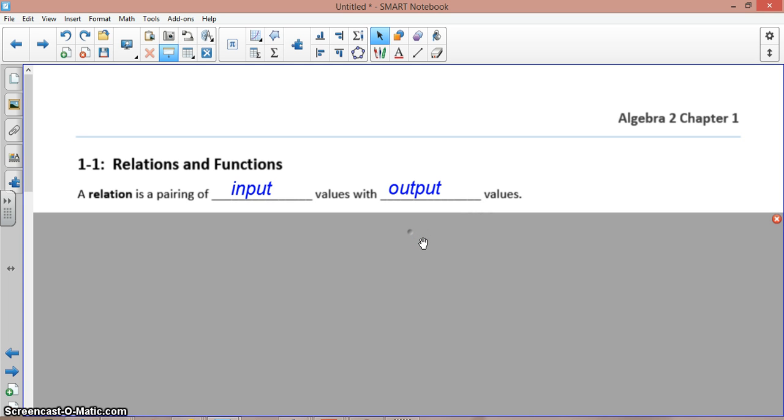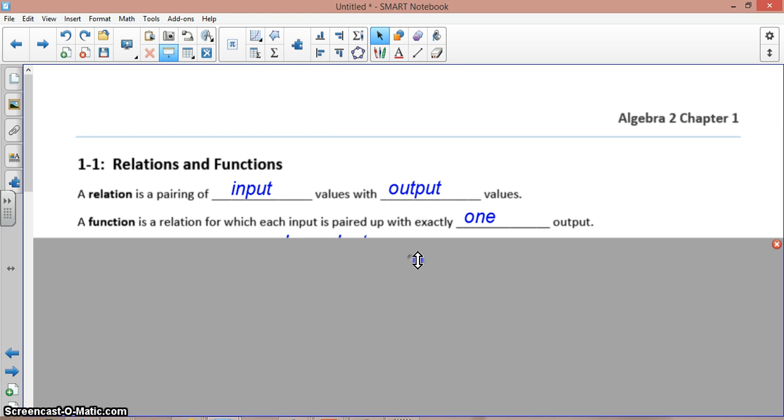First is that a relation is a pairing of input values with output values. So some type of x with some type of y value. Pretty much everything we do in math is a relation. There's some type of pattern or relationship between the inputs and outputs. But now a function is a more specific type of a relation. So a function is a relation where each input is paired up with exactly one output.